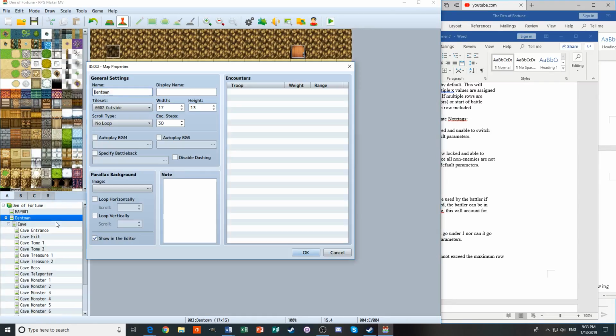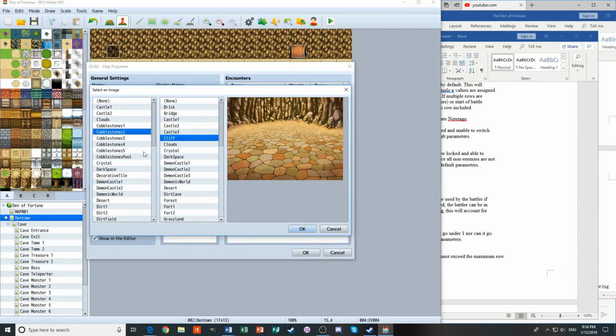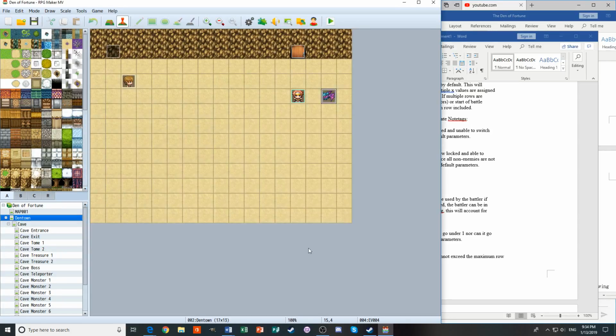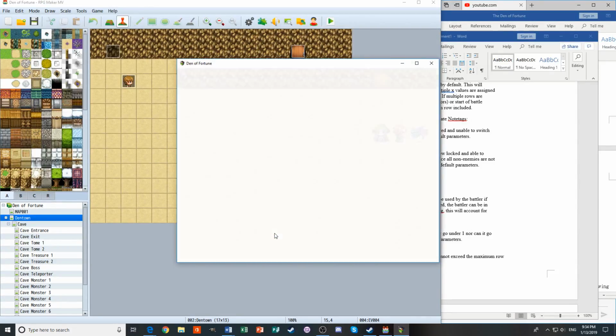Dentown. Edit. Specify battle back. We're just going to put something here so that we don't see the same thing. This isn't actually important. It is the town. Oh, whatever. We'll just do this. That's fine. Okay. That should fix a bunch of the issues.